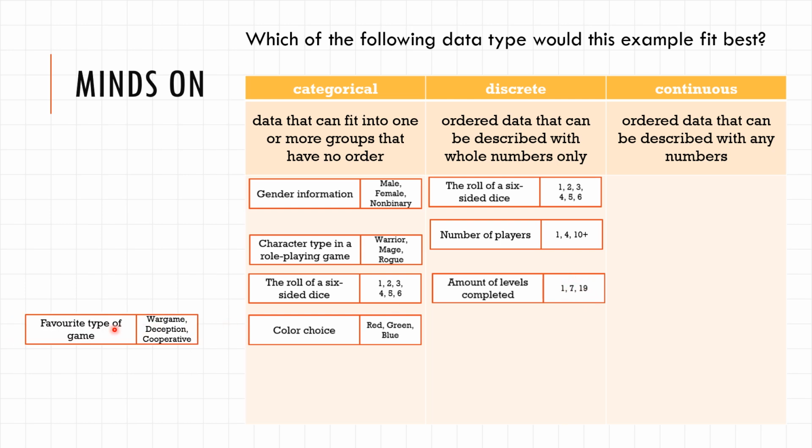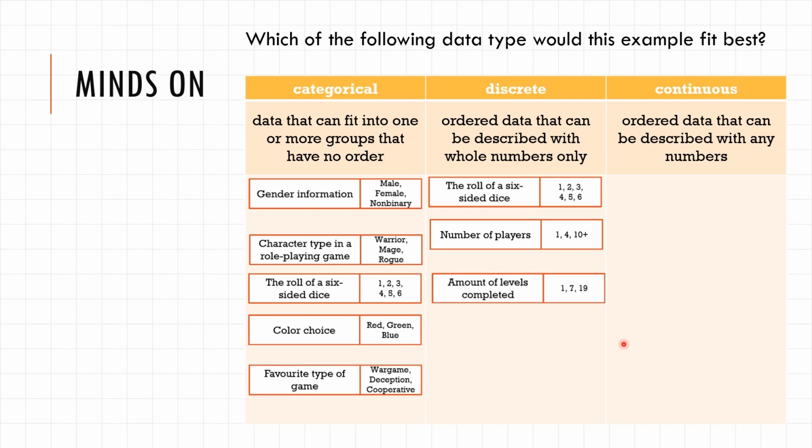Next up, a person's favorite type of game. So maybe they like to play war games, maybe they like to play deception games where they have to lie to people, maybe they like to play cooperative games. So you're collecting data on different people, and what is their favorite type of game? What sort of data would this be? This one's an easy choice. That would be categorical, right? Because there are no numerical values here.